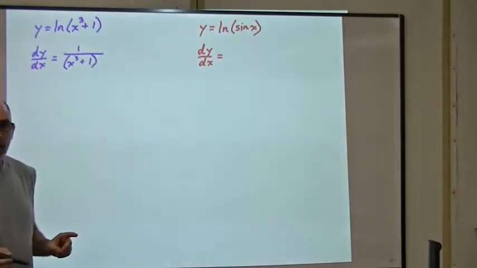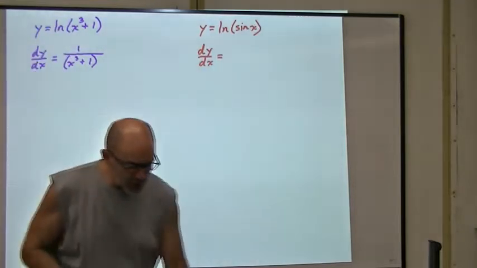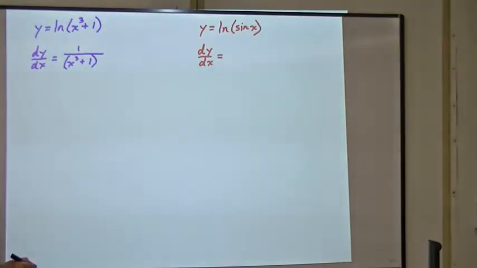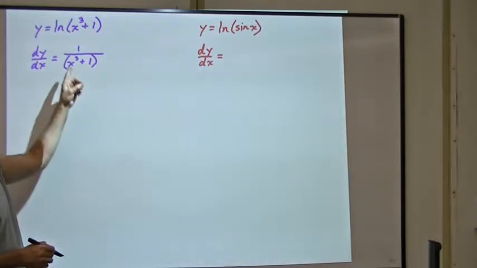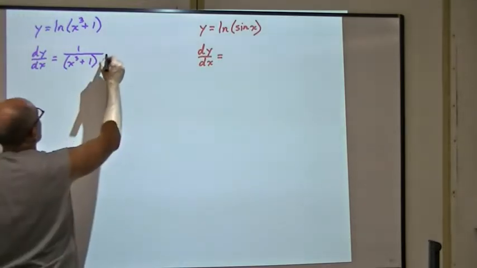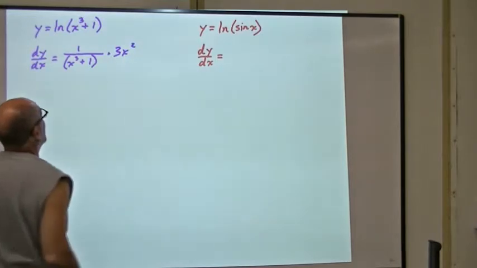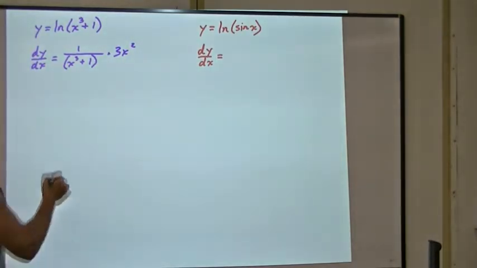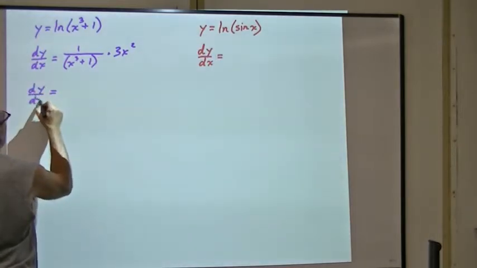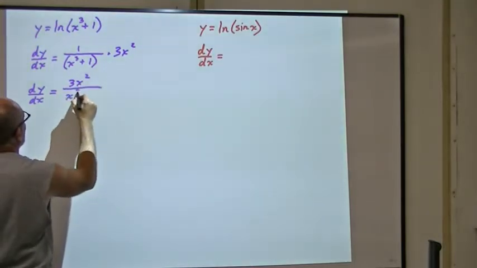Now, remember, this is not just natural log of x though. This is natural log of a function. So clearly, we need the chain rule. We need the derivative of the inside, which is now 3x squared. All right, that's it, game over. So we could clean this up and just say dy dx equals 3x squared over x cubed plus 1.